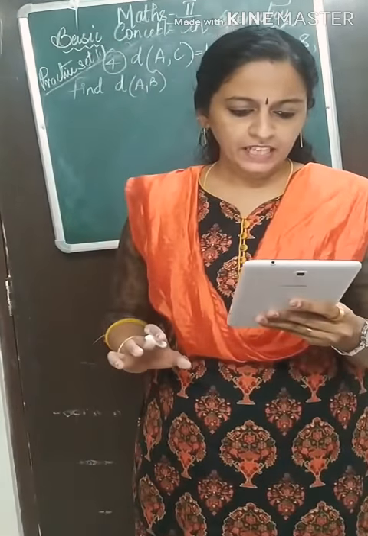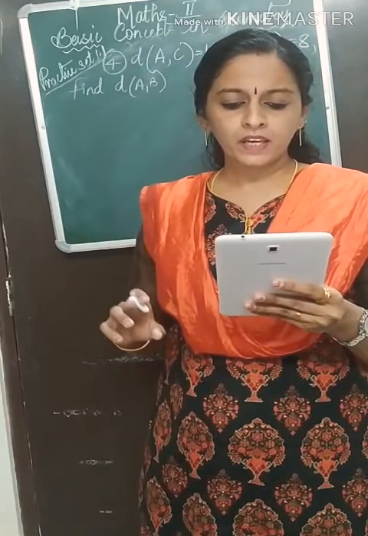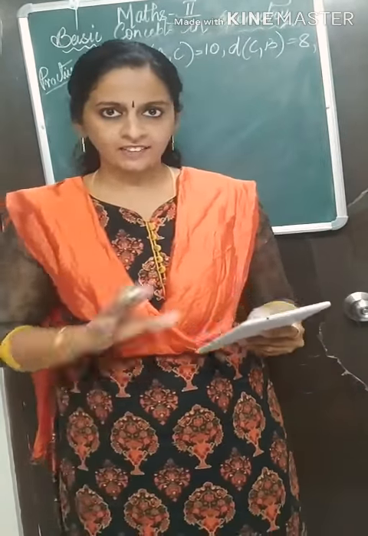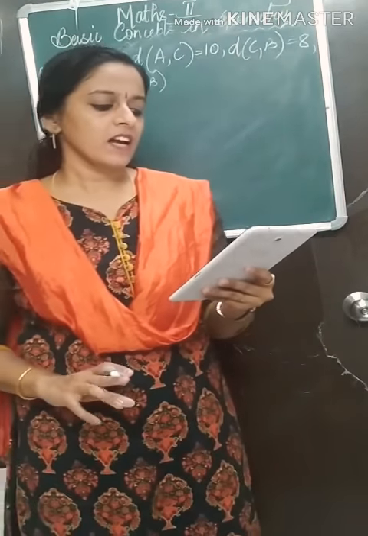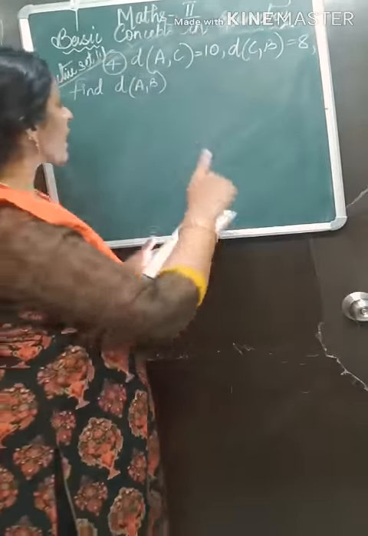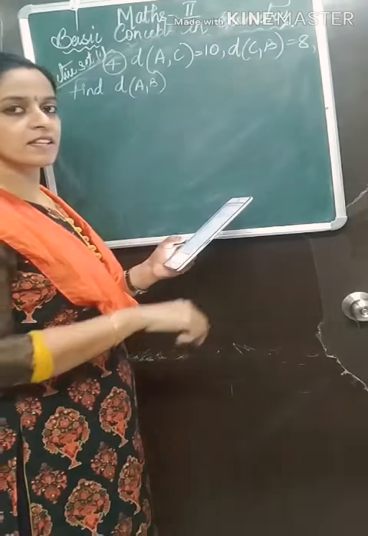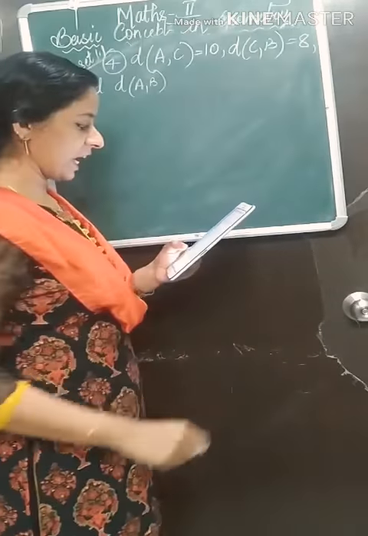Now we move on to the fourth sum. In the fourth sum, it is given on a number line, points A, B and C are such that distance between A and C is 10. Distance between point C and B is 8.